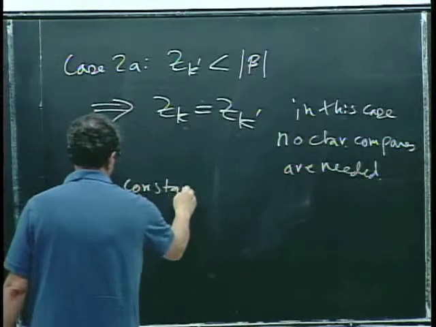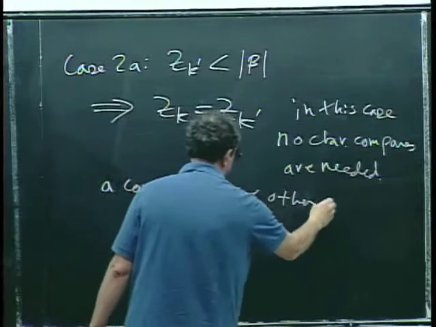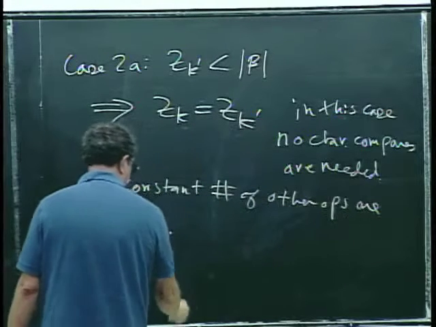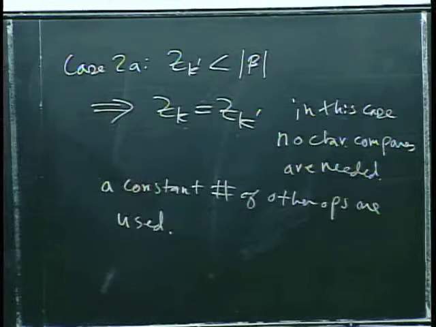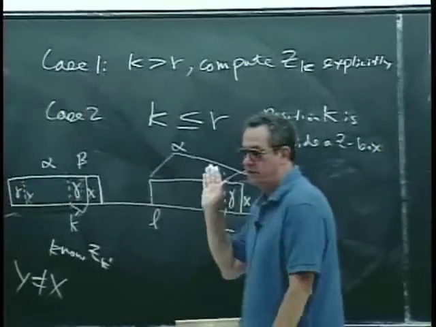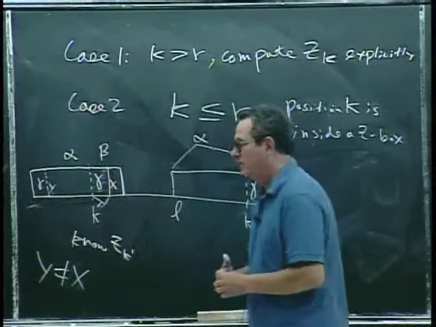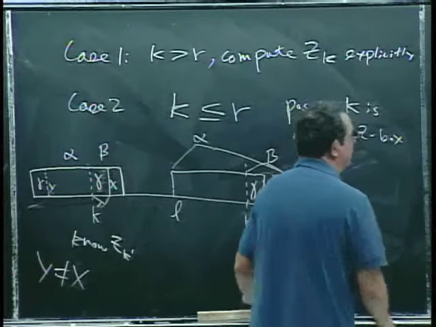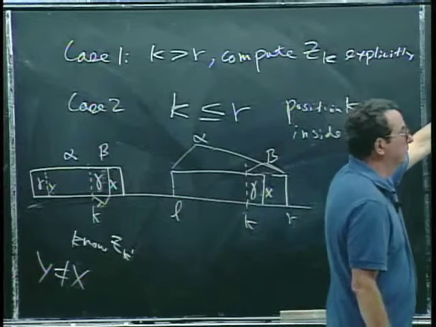A constant number of other ops are used. So that's really a great case, because we said our primitive operation was character comparisons, and this is a case where we do 0 character comparisons. If we could do that at every position, the algorithm would do 0 work. Of course, anyway, I don't want to get into too weird a comment about that. At any rate, that's case 2a.